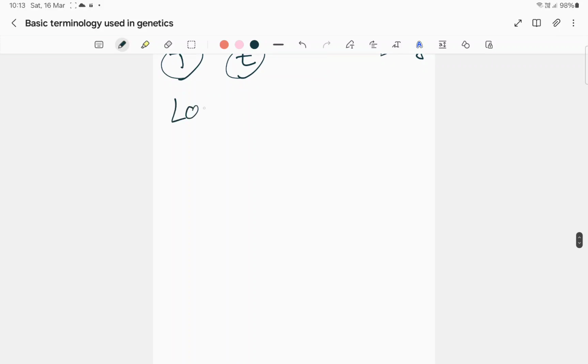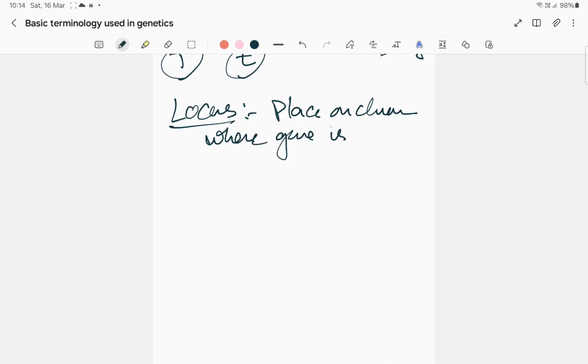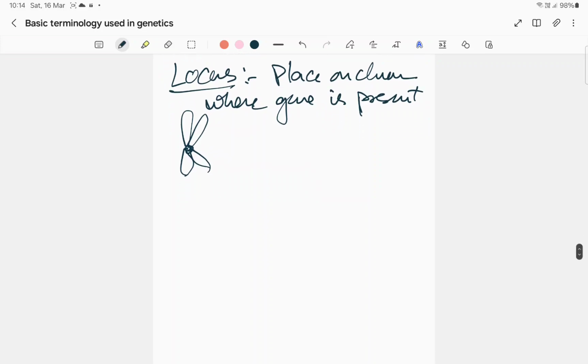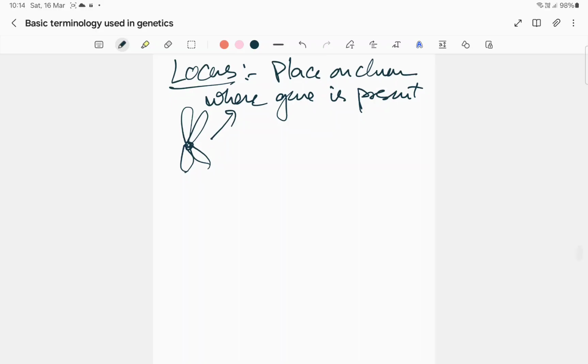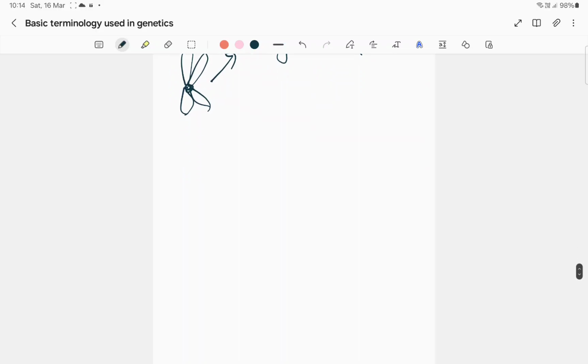And locus, the place on a chromosome where a gene is present. For example, this is the chromosome. The place where the gene is present in that chromosome is said to be the locus.